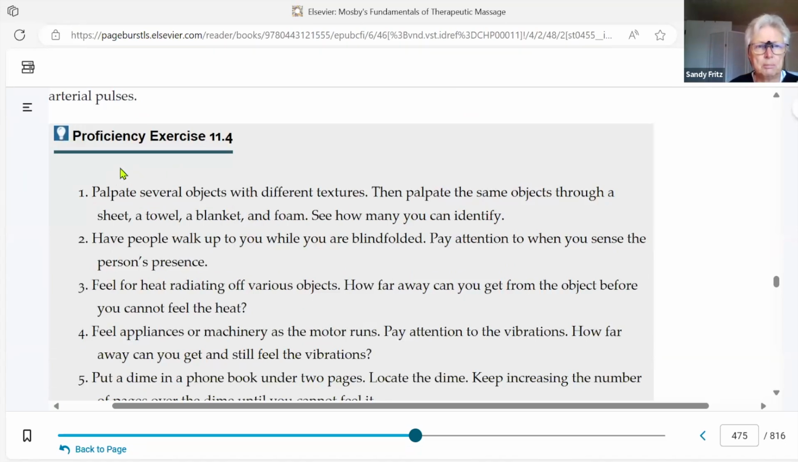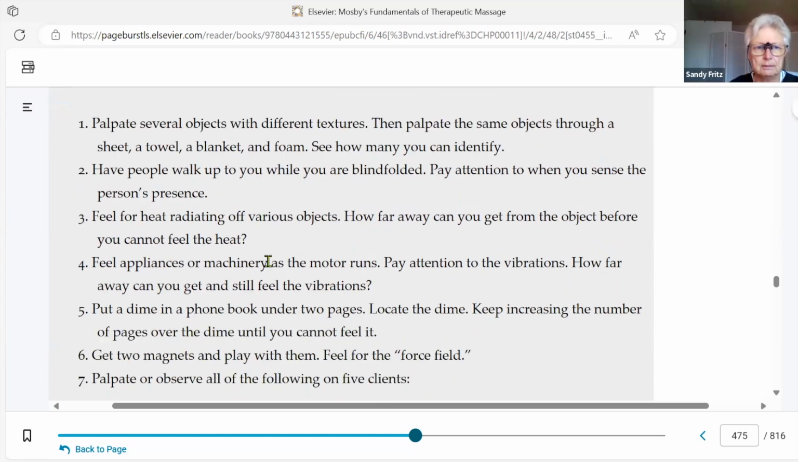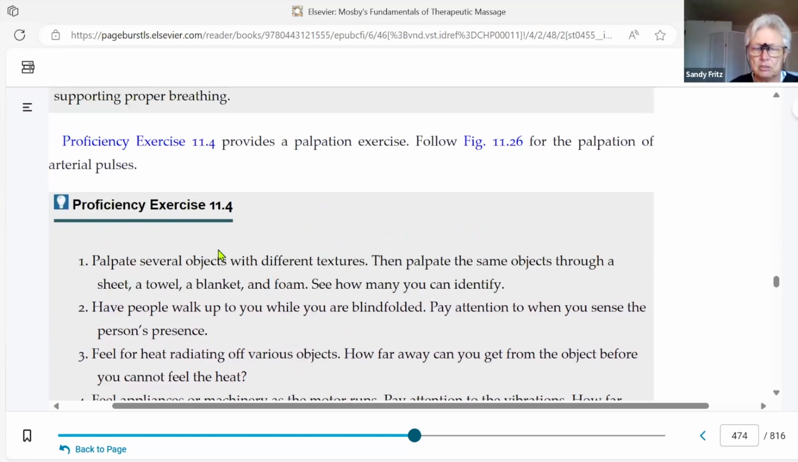So again, here are proficiency exercises to help you develop this palpatory skill. Please pay attention to these.